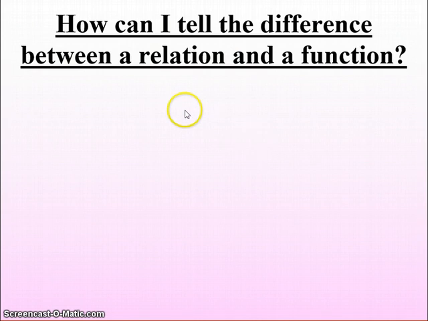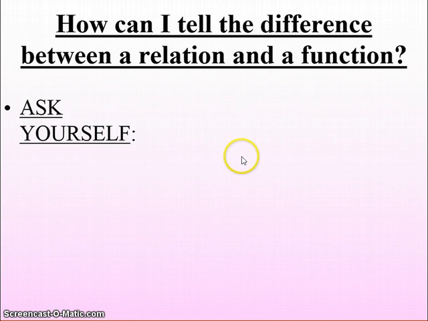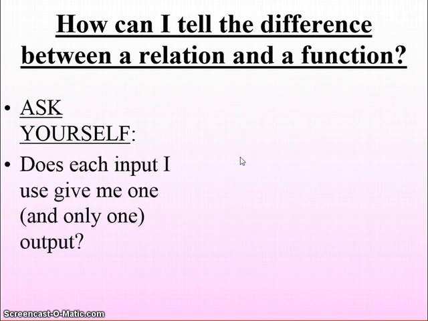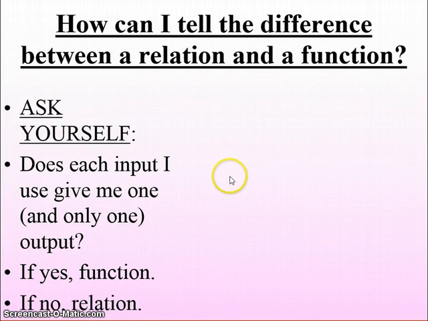So you can start to ask yourself, how am I going to tell the difference between a relation and a function? And remember, today we're only looking at real-world situations. So for a real-world situation, you can ask yourself one of two questions. Here's the first one. Does each input I use give me one and only one output? If you say yes to that question, it's a function. And if you say no, it's just a relation.